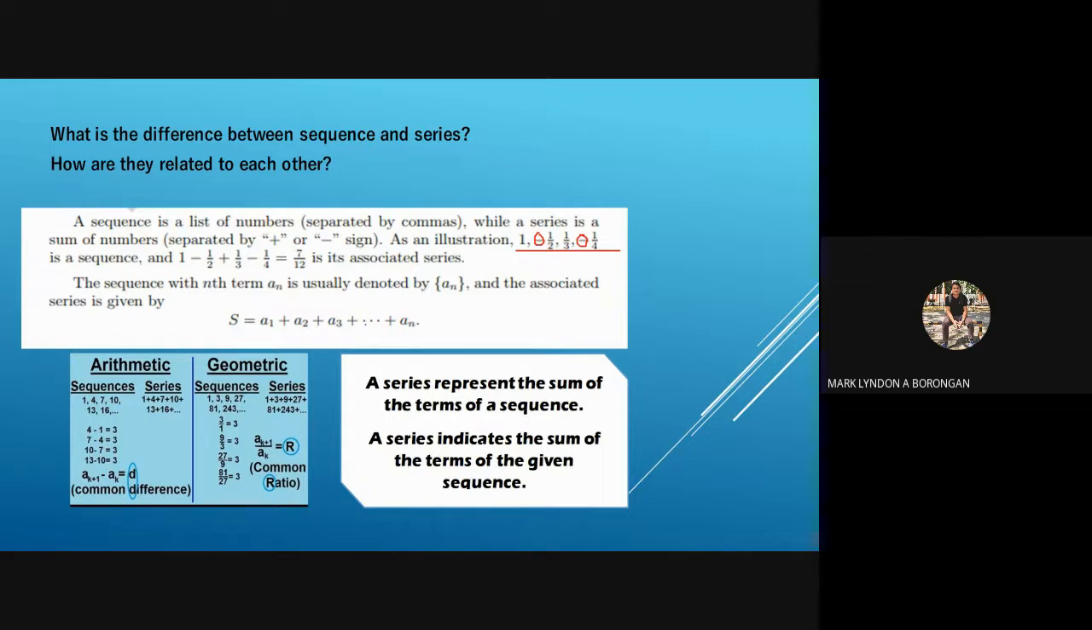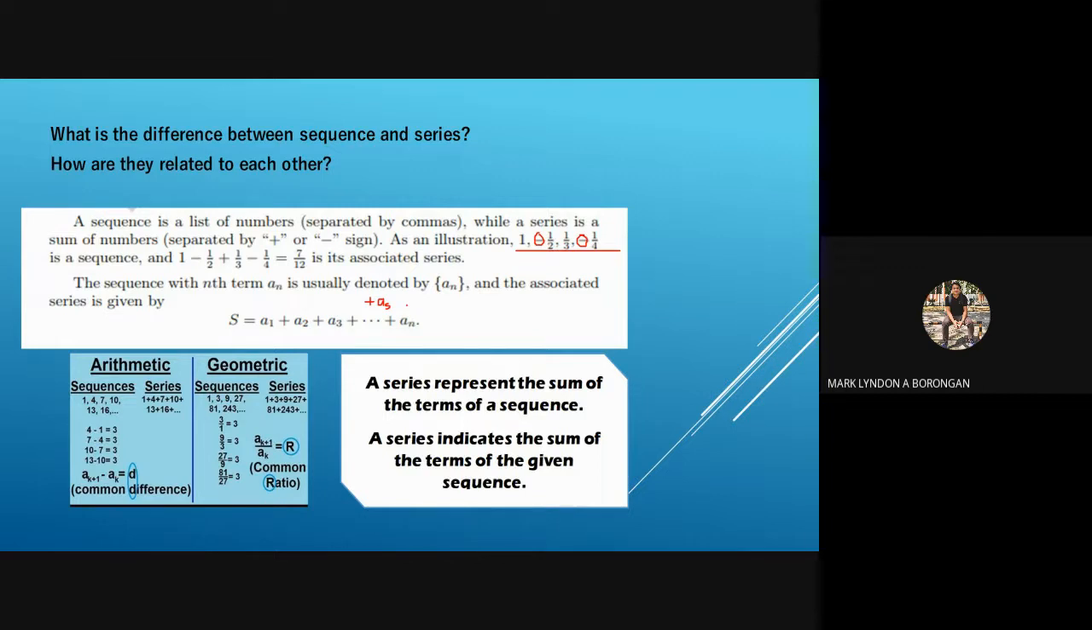It depends on which term you are looking for. We will call this the nth term, depending on which term you want to reach. Let's say, for example, the term we are looking for is up to the fifth term only. Since it is up to the fifth term, we go up until a sub 5.